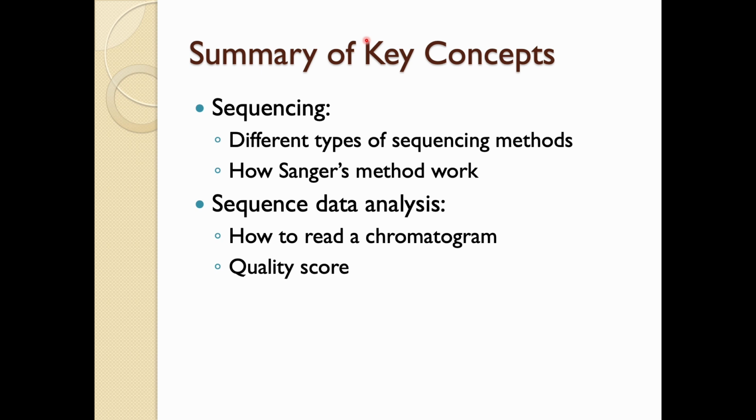Because the ddNTPs are added at a lower ratio compared to regular nucleotides, we end up with a mixture of fragments of varying lengths, each ending with a fluorescently labeled base. These fragments are separated and recorded to reconstruct the DNA sequence. Then we shifted to sequence data analysis. We learned how sequencing machines produce trace files, which are analyzed to generate chromatograms, a visual representation of the DNA sequence. These chromatograms are essential for verifying base calls and identifying errors.